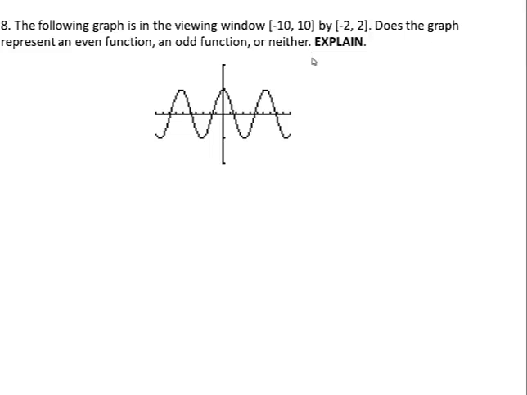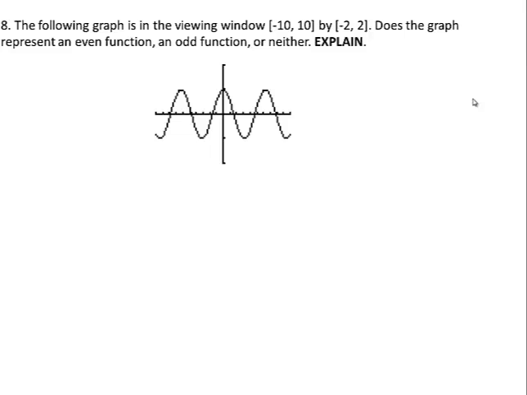No one asked this, but let me go ahead and mention it. If I give you a viewing window like this, I'm telling you the x-axis goes from negative 10 to 10. So there's negative 10 to 10. And the y-axis goes from negative 2 to 2. Negative 2 up to 2. And the question was, does this graph represent an even function, an odd function, or neither?